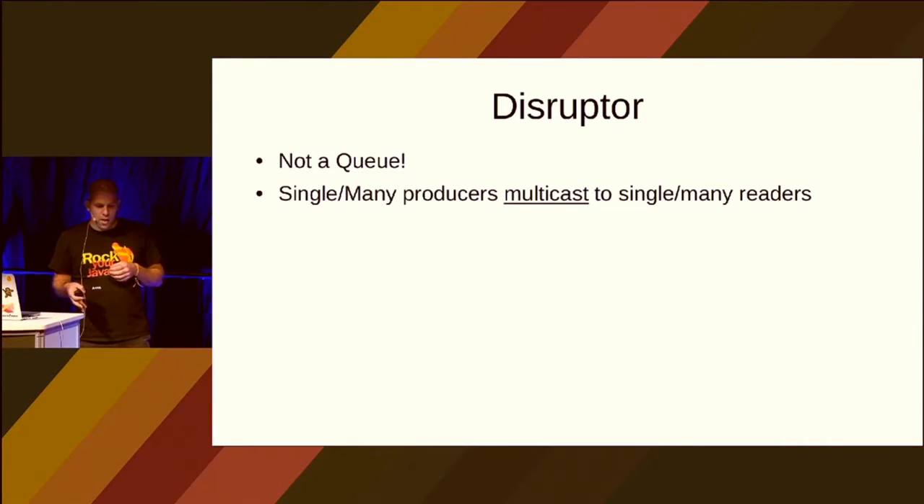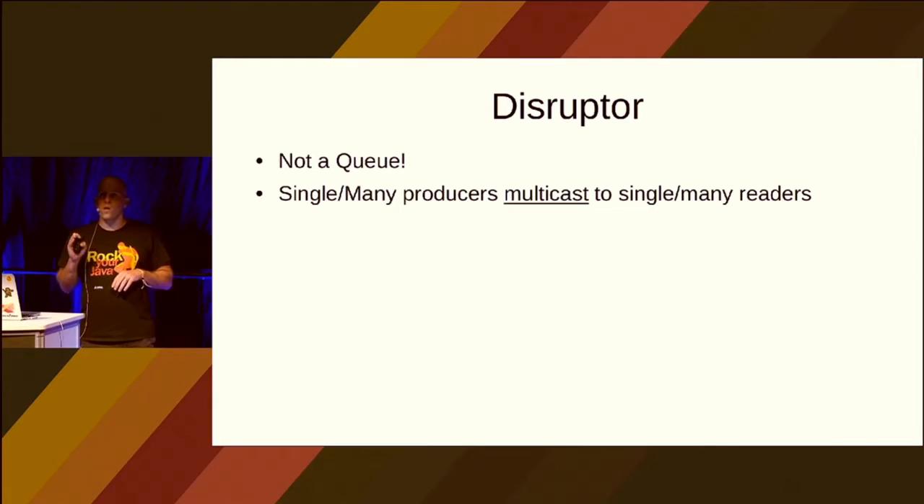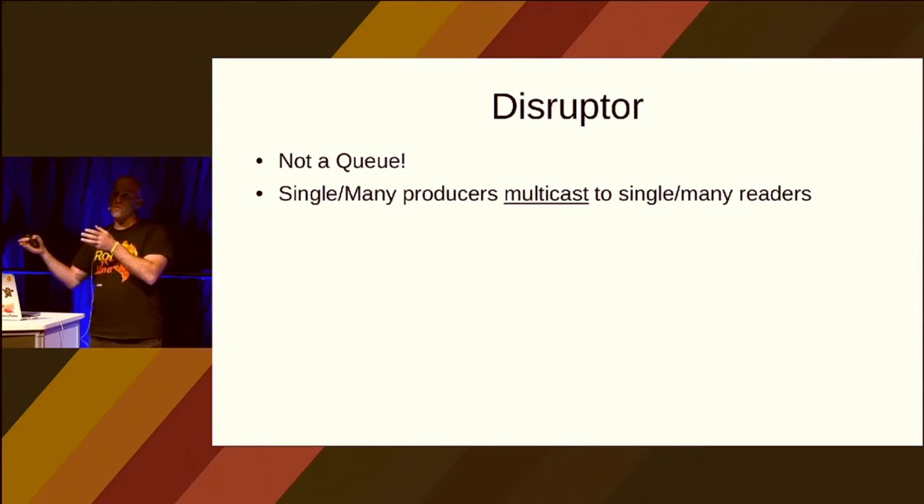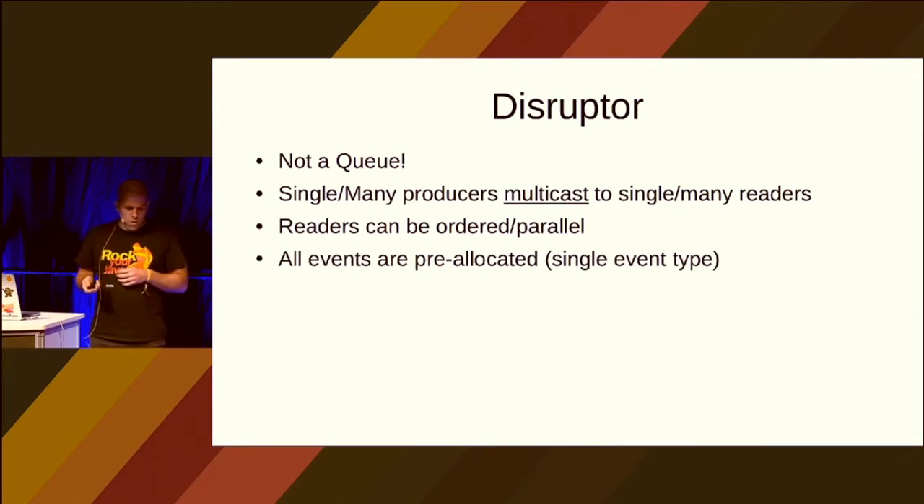What it is, is single or many producers multicasting to single or many readers. What multicast means in that sense is that I can have several readers see the same value. That's entirely not the case with a queue. With a queue, you poll a message, and you're the only one who got that message. With the Disruptor, you can have workers chained behind one another, or you can have them in parallel. If they're in parallel, they will see the same messages coming through. They won't interfere with each other. Readers can be ordered or parallel.